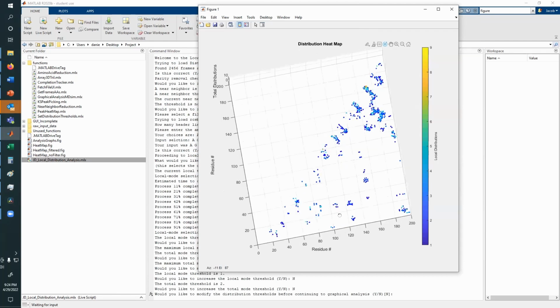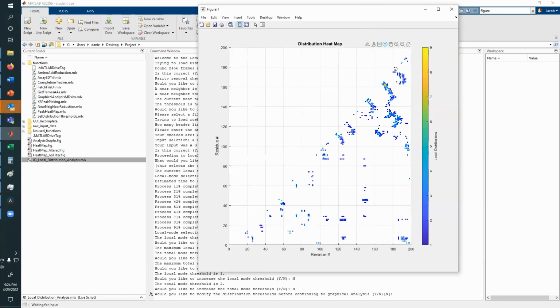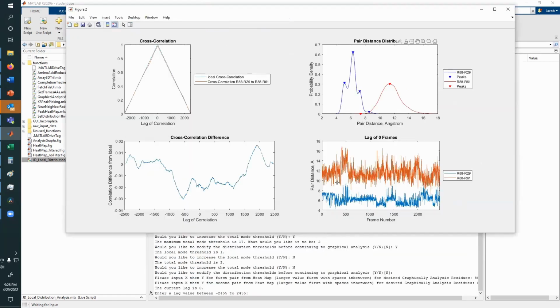On the top axis, this is your traditional heat map. This tells us how many local distributions by color and what residue pairs it occurs at. So since the top of this is 9 and this is the darkest red figure, that means all of our distributions are local distributions in this case. What we can see from this is pair distance distribution. So in this case, residue 88 versus 29 in blue and 88 versus 61 in red. Not a lot of overlap. They likely don't entirely interact, but that's fine.